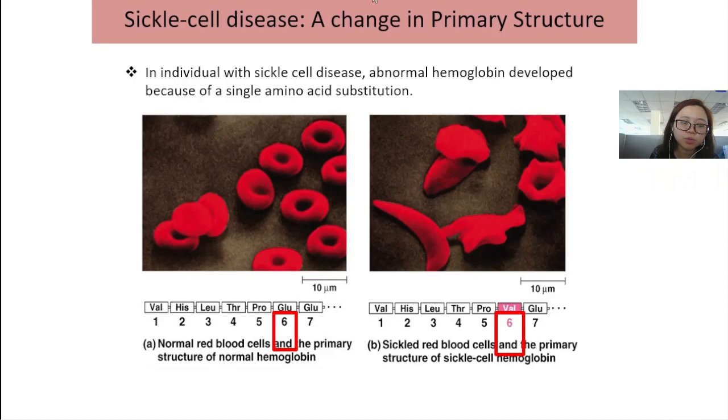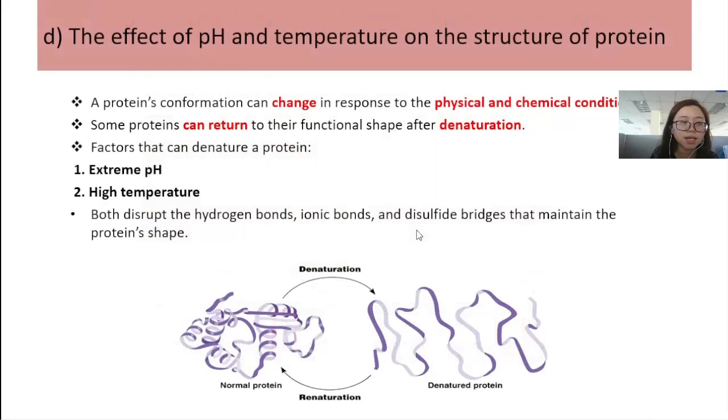In an individual with sickle cell disease, you have abnormal hemoglobin proteins developed because of a single amino acid substitution. So di sini, you see it's supposed to be glu, and then it gets substituted with val. All right. And yeah, so that's just to show that every amino acid is important. Okay, we are moving on to the next part of proteins.